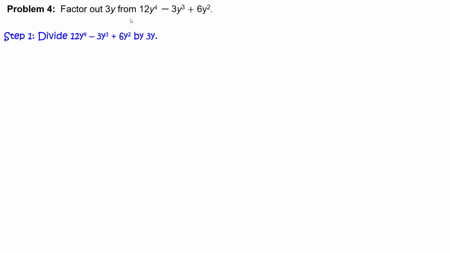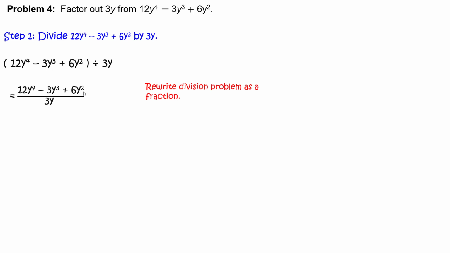Okay, so I'm going to write 12y to the 4th minus 3y cubed plus 6y squared divided by 3y. Now notice I put parentheses around this trinomial because I'm factoring out 3y from the whole trinomial, not just from the first or the second or the third term, from all three terms. So if you want to consider many things as one object, that's when you put parentheses around it in math, right? Okay. So the first thing I'm going to do is rewrite the division problem as a fraction.